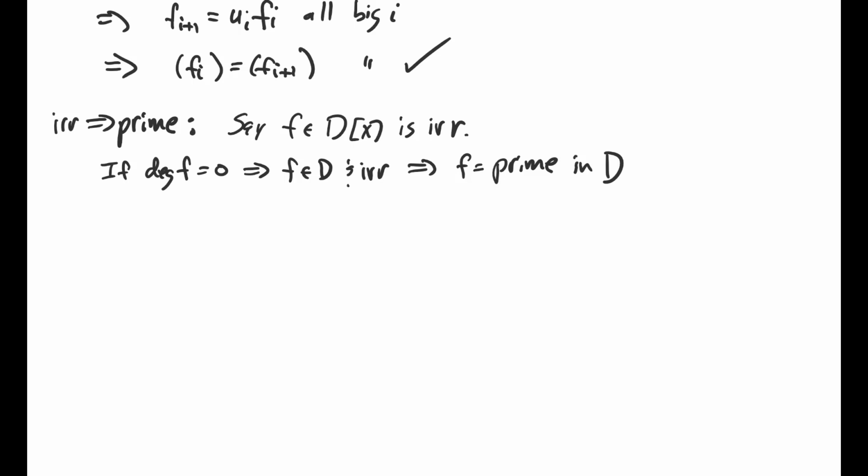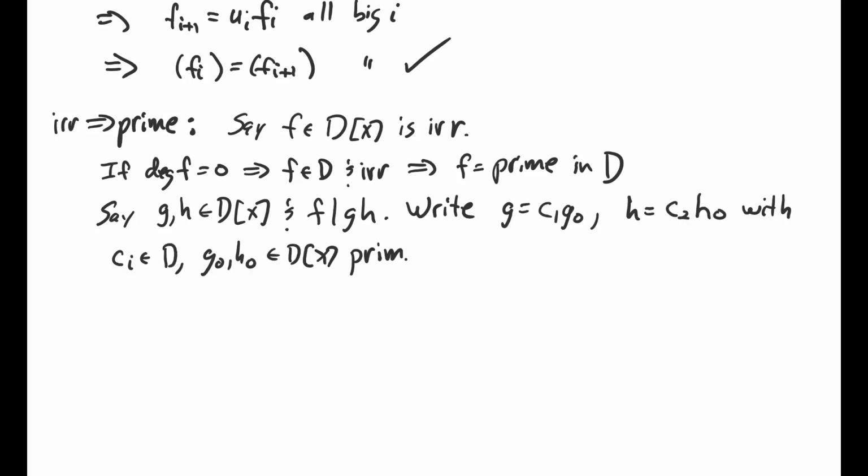All right, let's check. Suppose we have two polynomials, g and h, in D[x], and f divides their product. Let's write out g as the greatest common divisor, c1, times g naught, and h as its greatest common divisor of the coefficients, c2, times h naught. So the ci's are in D, and g naught and h naught are primitive.